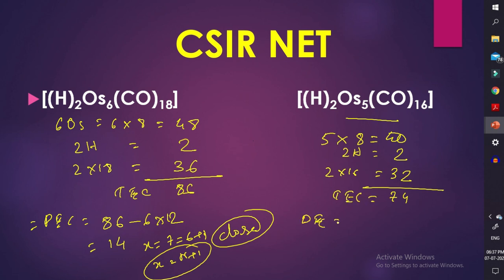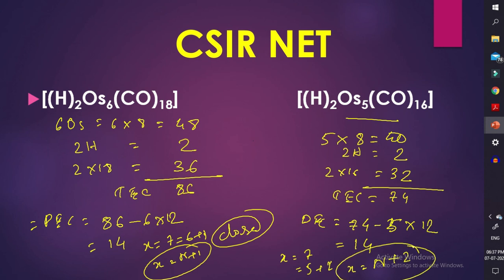So PEC equals TEC, which is 74, minus n into 12. What is the value of n? n is 5. So 5 into 12, which is 60. So we get 14 again. Then x is PEC by 2, which is 14 by 2, we get 7. We have to write 7 in terms of 5, so you can write 5 plus 2. So x equals n plus 2. Okay, so this structure is nido. So it is very easy to calculate these structures.